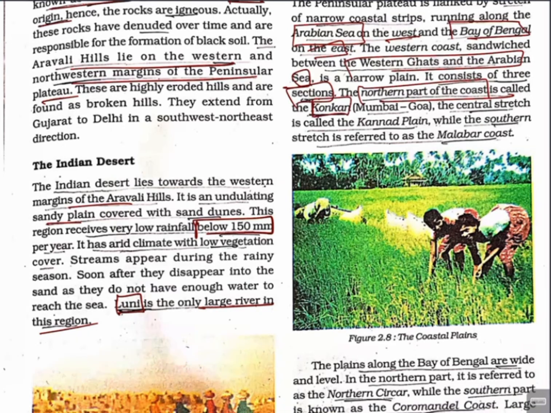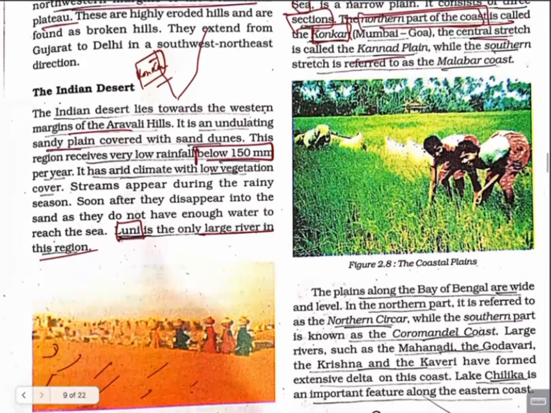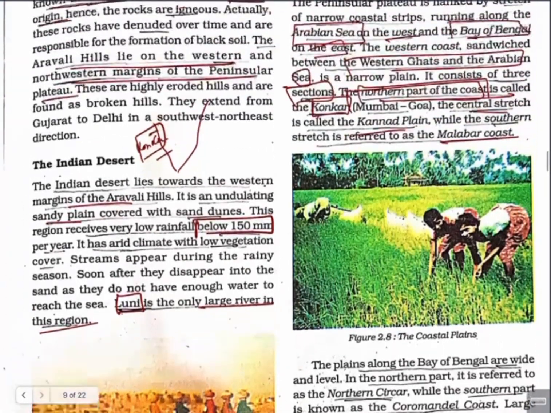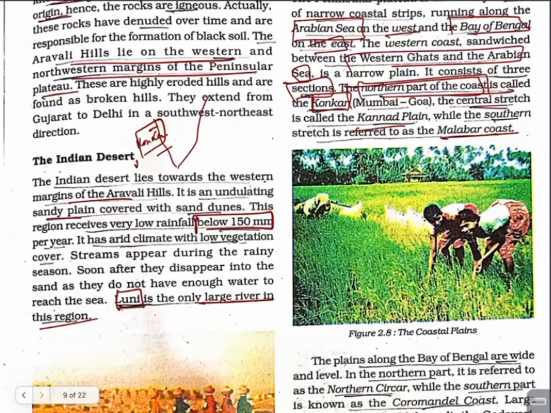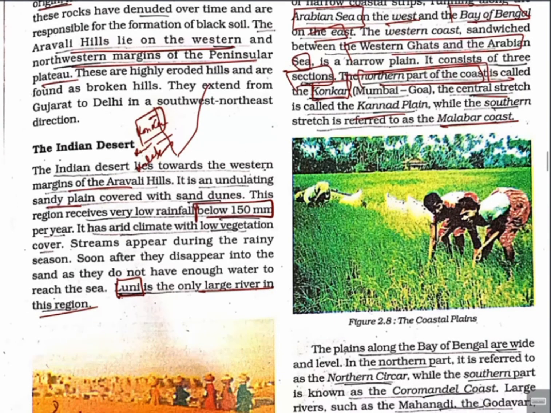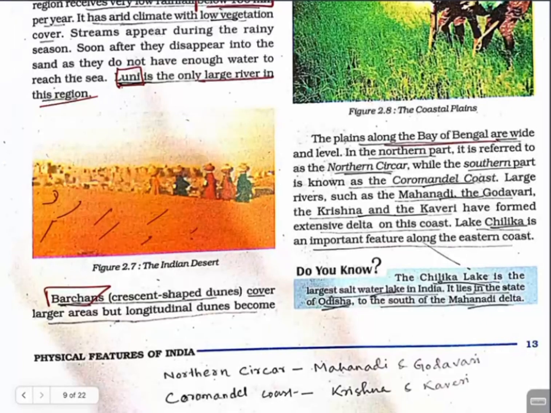The northern part of the coast, from Mumbai to Goa, is called the Konkan coast. The central stretch is called the Kannada plain, while the southern stretch is called the Malabar coast. The plains along the Bay of Bengal are wide and level.